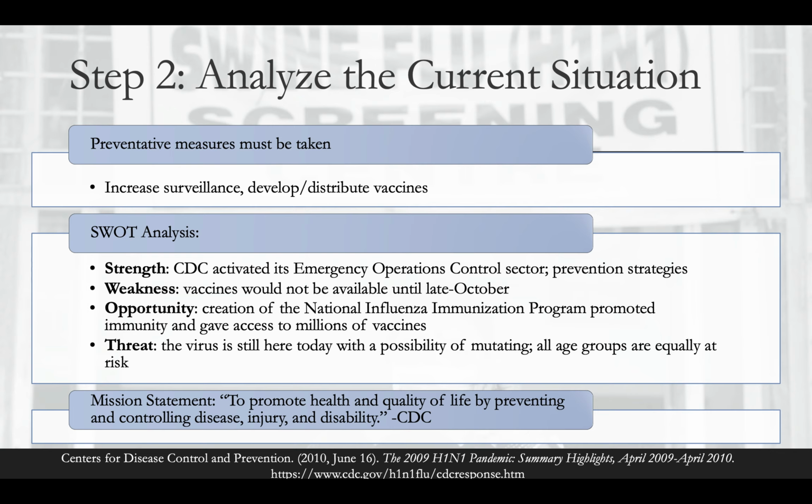One opportunity, however, would be the creation of the National Influenza Immunization Program would promote immunity and give access to millions of vaccines to people worldwide. One threat is that while the virus is contained, it is still here today with the possibility of mutating. Also, all age groups are equally at risk of contracting this virus.